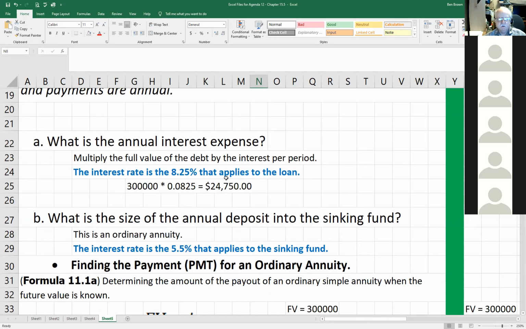So again, they say, what is the annual interest expense? From the point of view of the person who is loaning them the money, this is the coupon payment. So we take the 300,000 multiplied by the rate, and we find that the coupon once a year, an annual coupon, is paying $24,750.